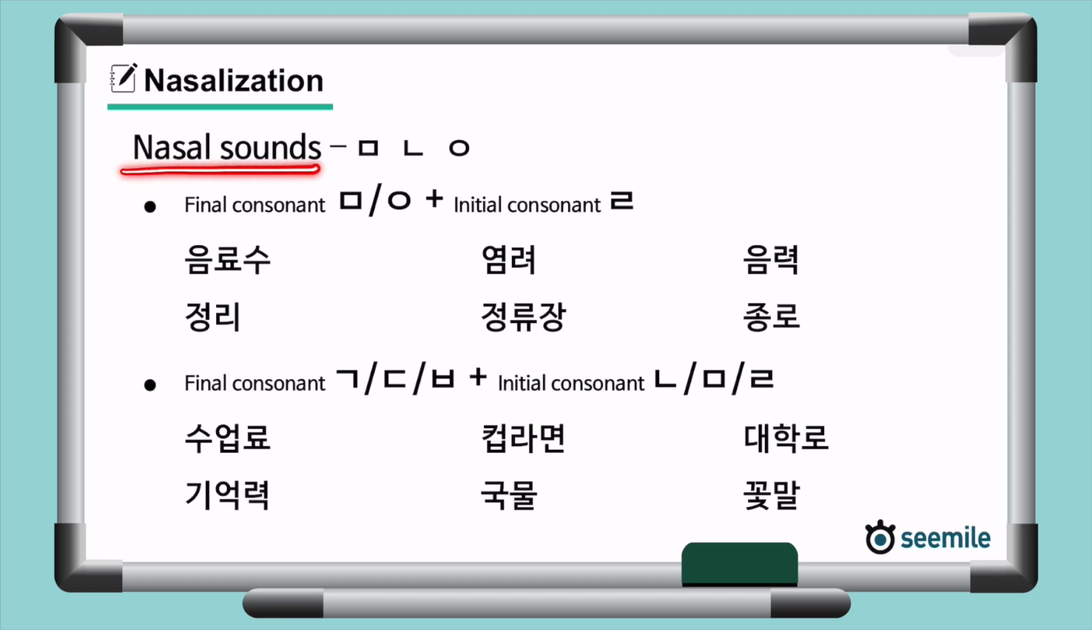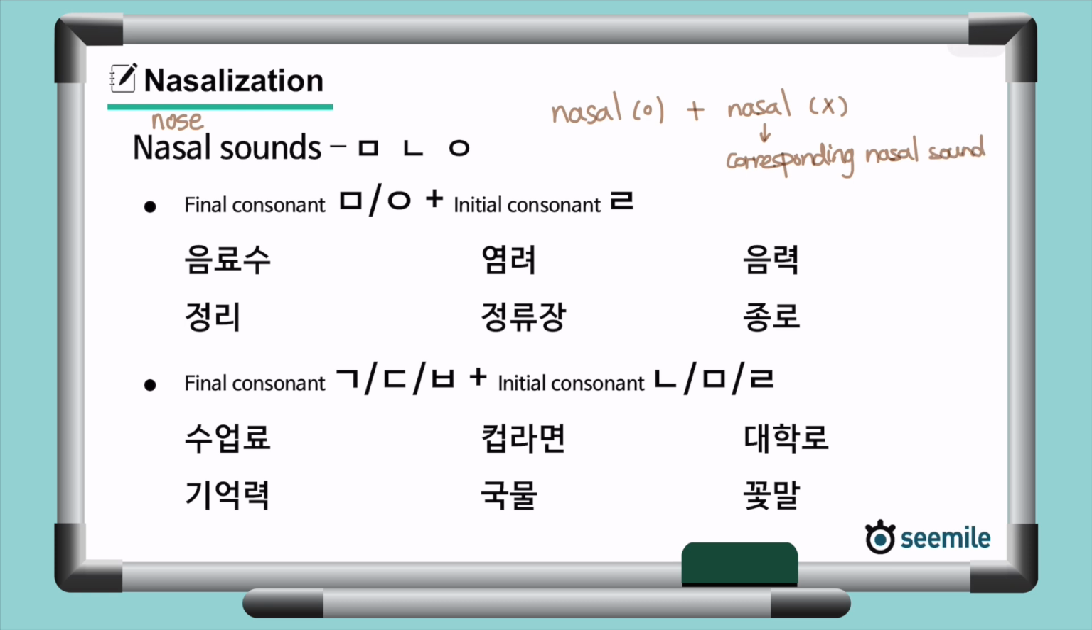A nasal sound is one that is produced when air passes through one's nose. There are 3 consonants that have nasal sounds: 미음, 니은, and 이응. When pronouncing them, you can feel a bit of vibration inside your nose. Nasalization is the phenomenon whereby when a nasal sound meets a consonant that's not nasal, that consonant is substituted with its corresponding nasal sound. Or in other words, the nasal sound that articulates in a similar place to it. Whoa, what does this mean? Let's take a look at it together, one aspect at a time.